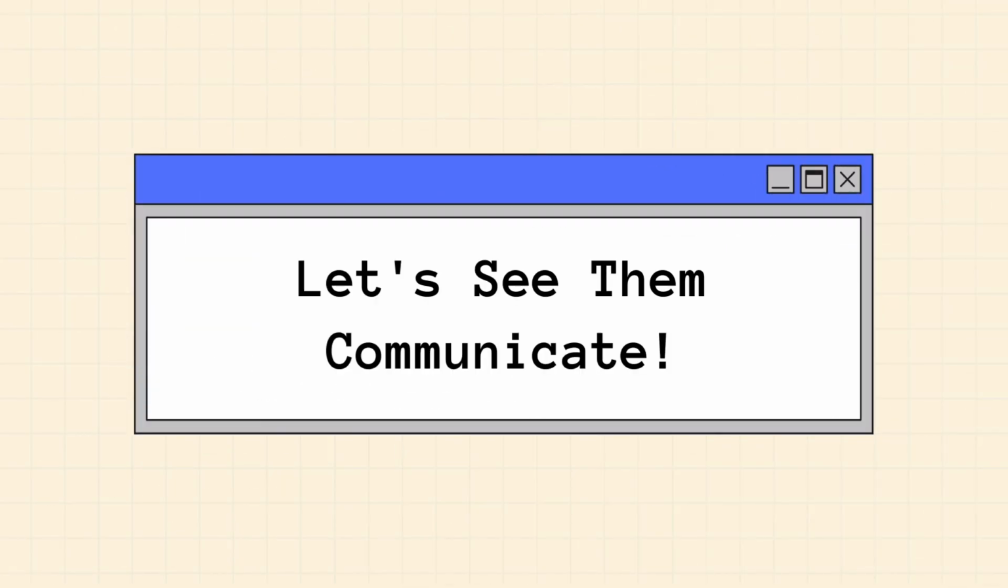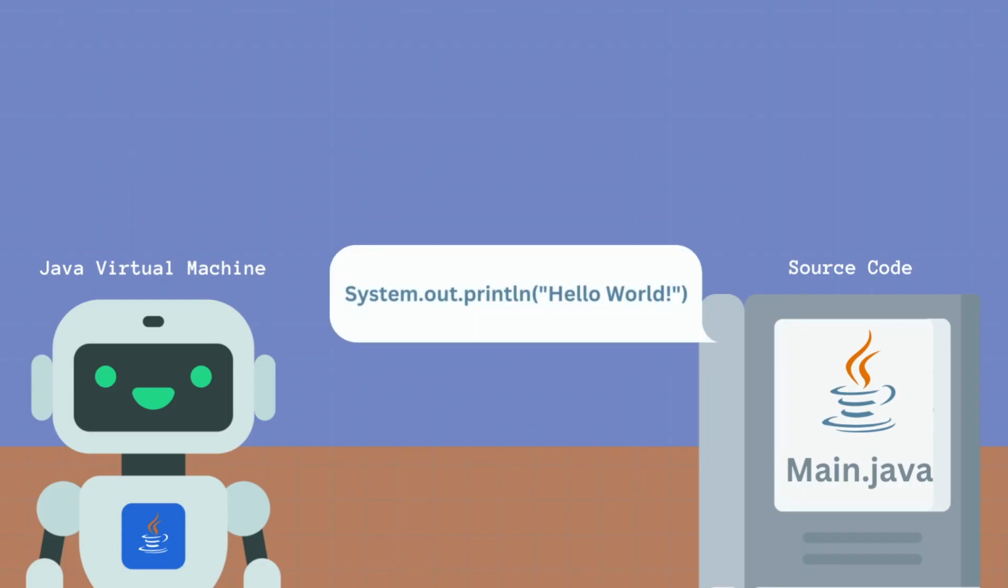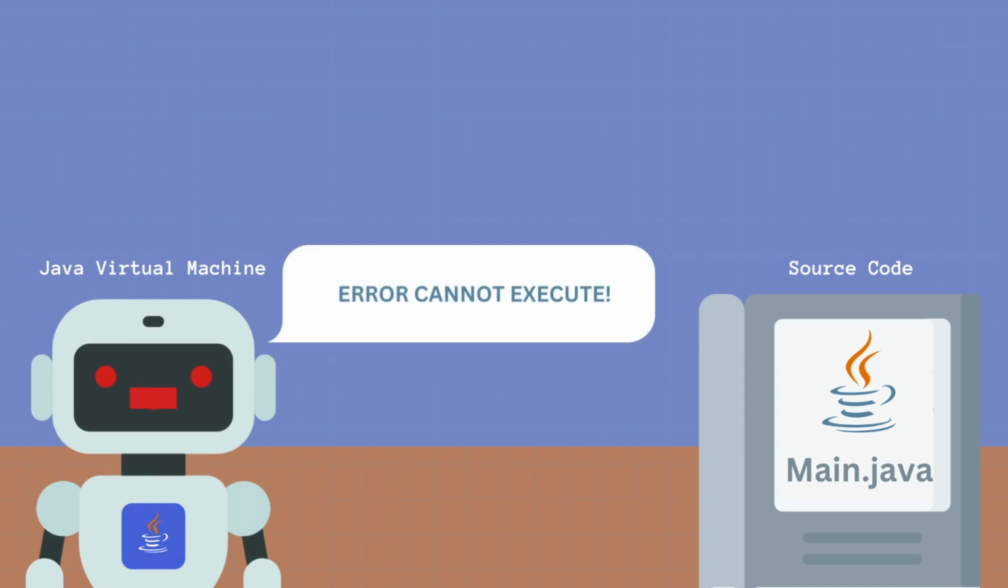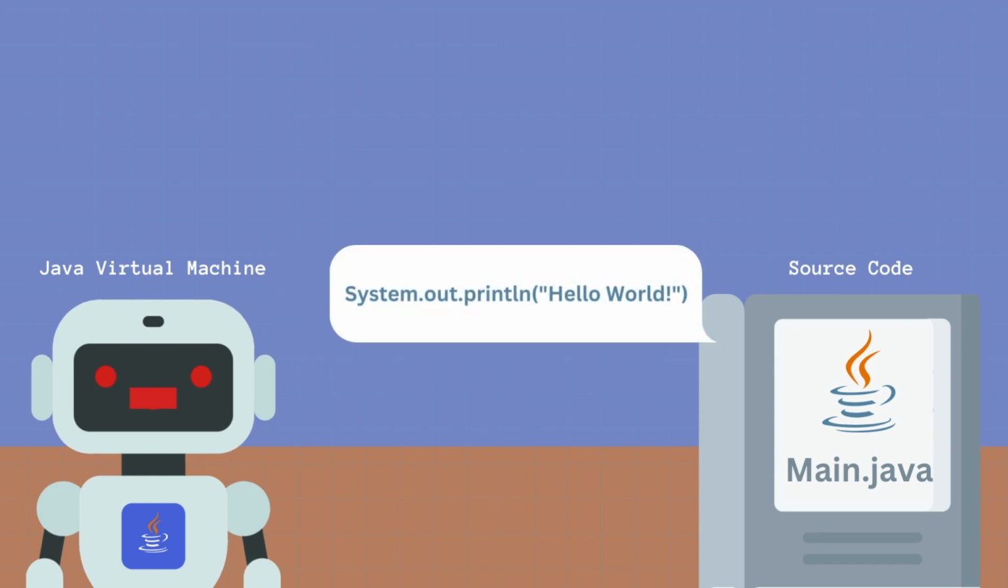Now let's see these components communicate. So our source code is basically asking in Java to have "Hello World" printed. It tries to do this by talking to JVM directly. But JVM can't do anything directly because it doesn't understand the source code. The source code has to use the compiler to translate its commands to Java bytecode.